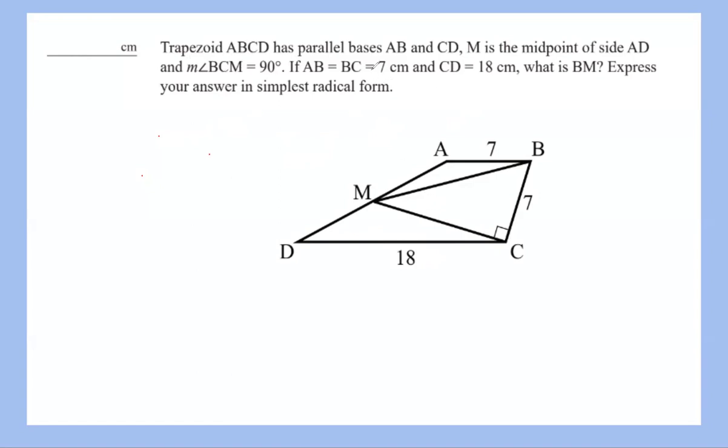So we have a trapezoid, and AB and CD are parallel, and M is the midpoint. So let's highlight this part. And the angle BCM is 90 degrees, which is given right here. And we have AB and BC is 7, CD is 18. What we want is BM.